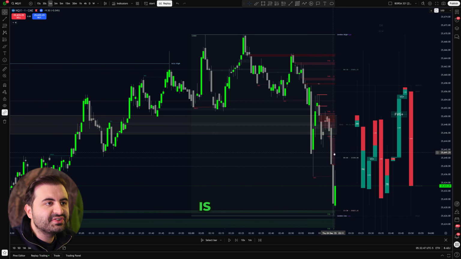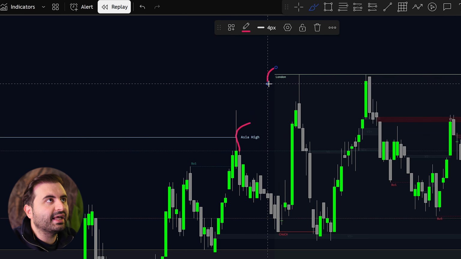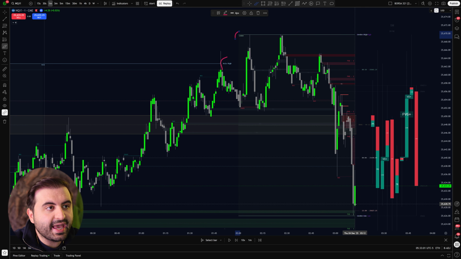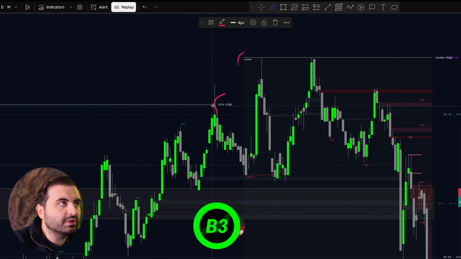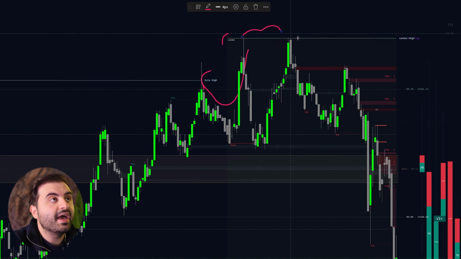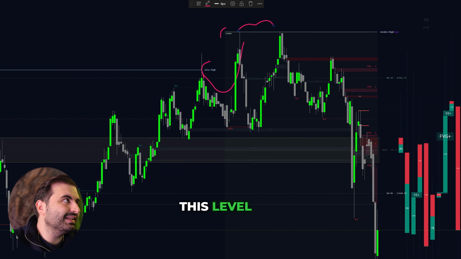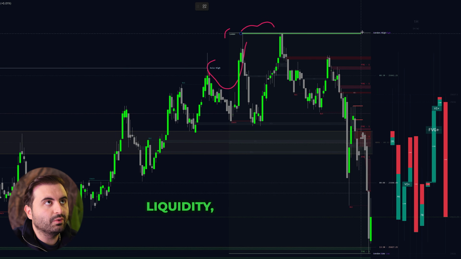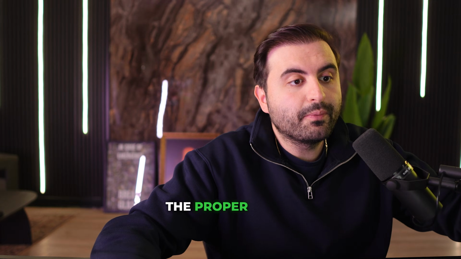Now the time is 3 a.m. Eastern time, and we are always trading on the Eastern time. Keep that in mind. You can see that this was the Asia high and this is the current London high, and now we are trading in the London session. So what the price did here, price took out the Asia high, created a new high, and created an equal high on the top side. So we can use this level as a buy side liquidity, which price wants to come and take out in the proper time.